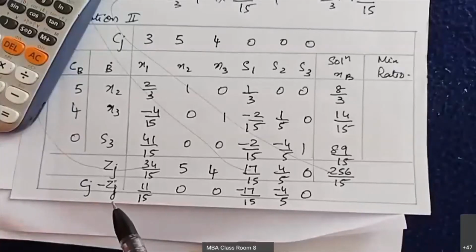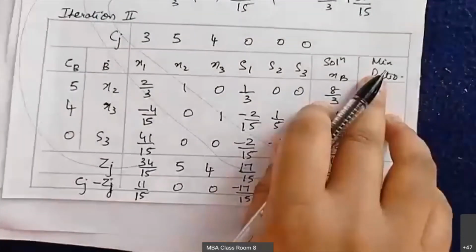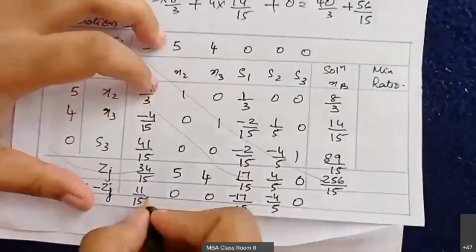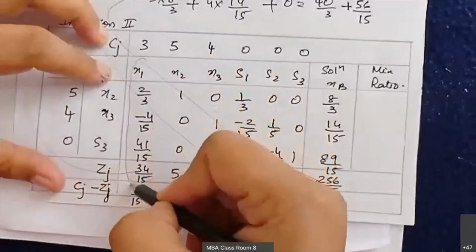11 by 15 is still a positive value. So what should we do? We have to repeat the same procedure again. Don't worry, I will do it very fast. So this X1 is going to be our incoming vector.